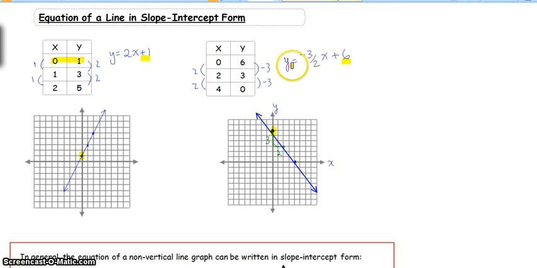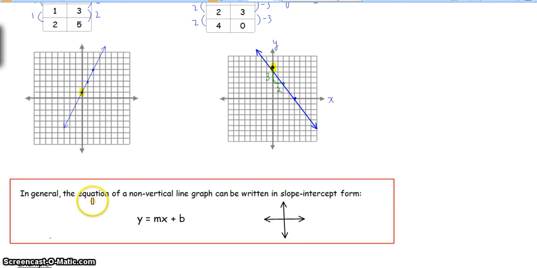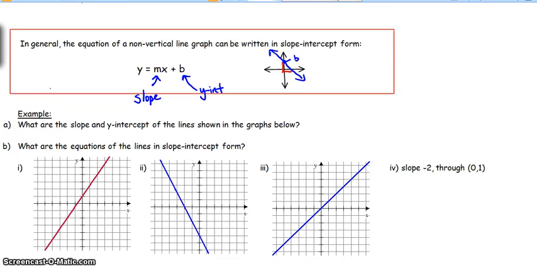So we have just found a way to write the equation of a line, which is the rule to get you from the input to the output. This rule, or equation, is y equals mx plus b, in which m is the slope of the line, and b will always be the y-intercept of the line. So this would be b, and the slope of the line is m. Let's look at some examples.